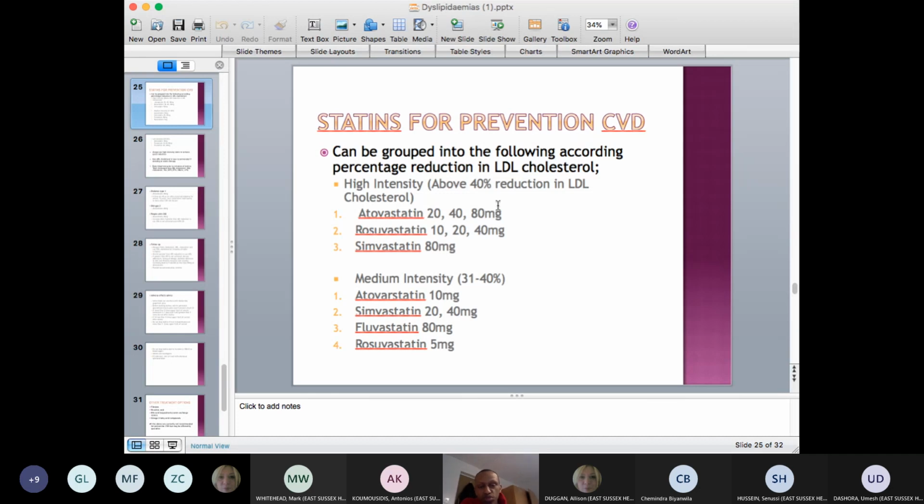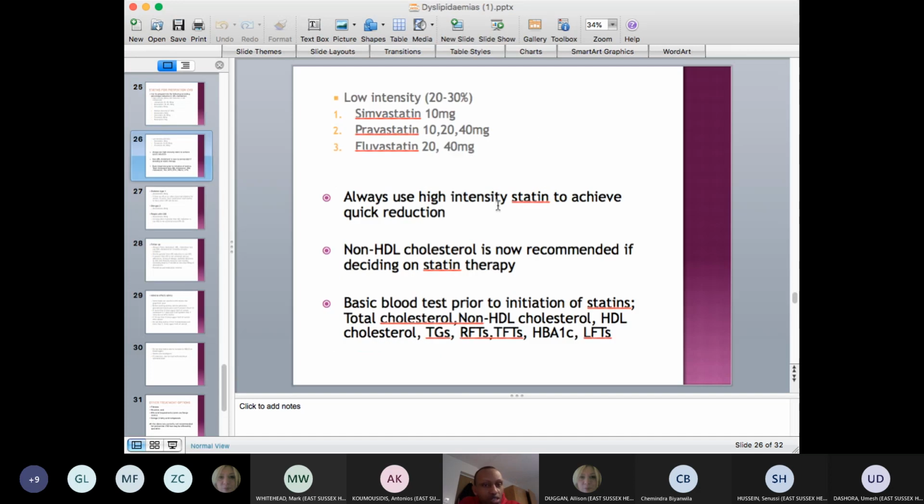Medium intensity statins reduce the LDL by 31 to 40%. That is atorvastatin 20, simvastatin 20 and 40, fluvastatin 80, and rosuvastatin 5 milligrams. How about the low intensity LDL reducing statins? If you give simvastatin 10 milligrams, or pravastatin 10 milligrams or even 40, or fluvastatin 40 milligrams, just know you are aiming to reduce the cholesterol by a very small proportion. So it's always advisable to use the high intensity statin to achieve a quick reduction.